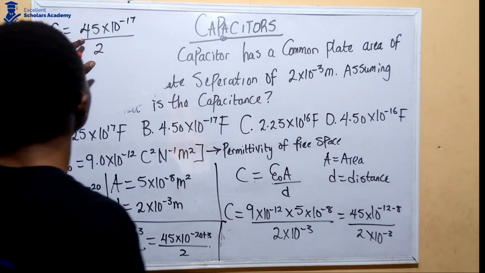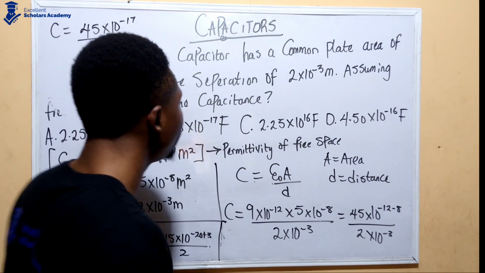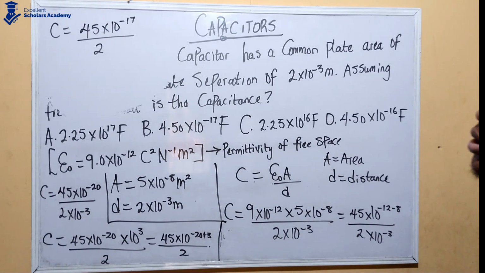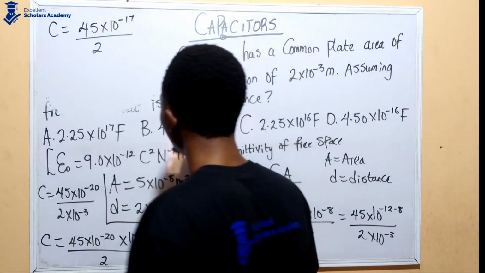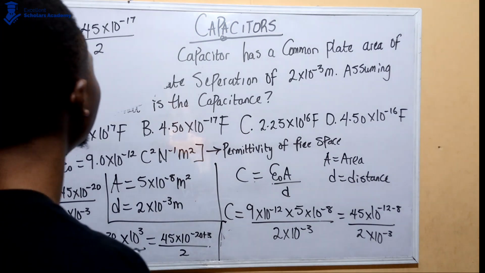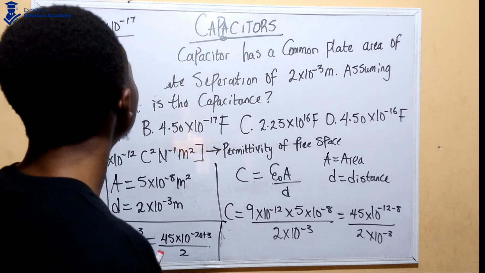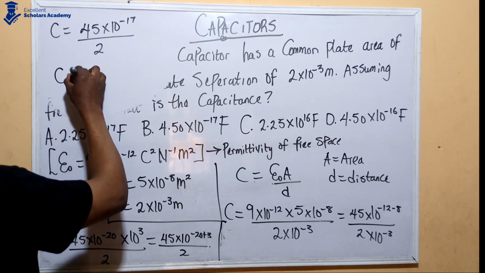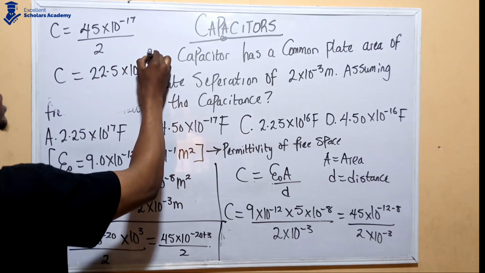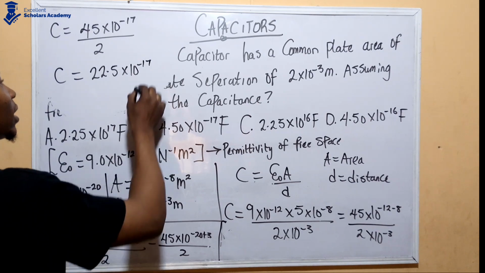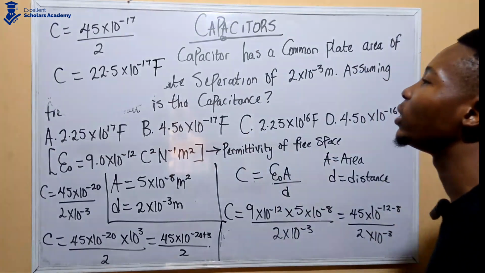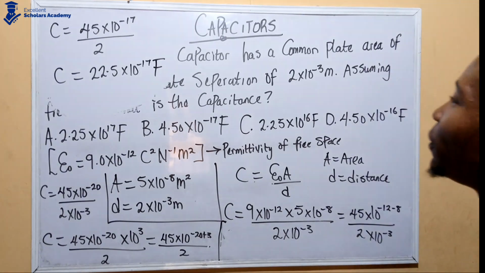Now, of course, 45 divided by 2 gives you what? 2 in 40 gives us 20, and 2 in 5 gives us 2.5. So that's 22.5. So C is equal to 22.5 multiplied by 10 to the power of minus 17. What's the unit for capacitance? Farad. So 22.5 times 10 to the power of minus 17 farad.